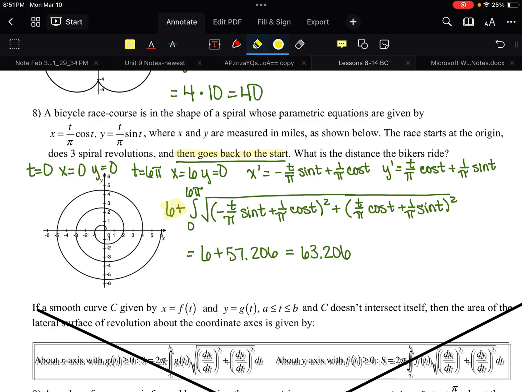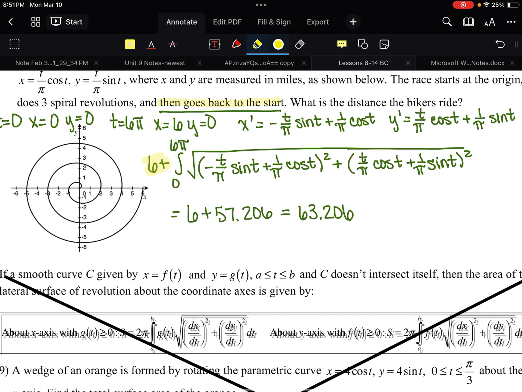I did not square that out. I did not simplify that at all. I just typed this whole integral into the calculator. Probably the hardest part of this problem was typing that in. And it gave me 57.206.